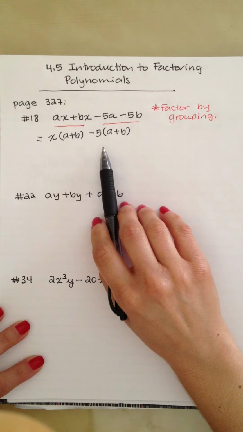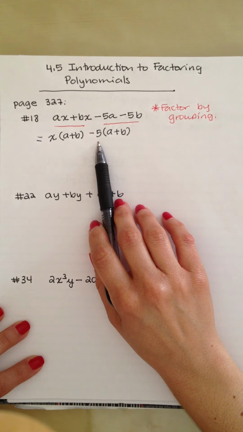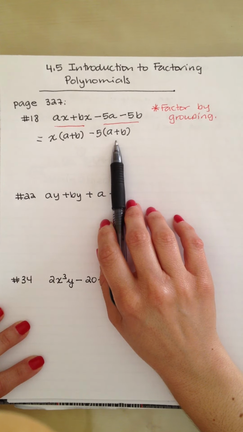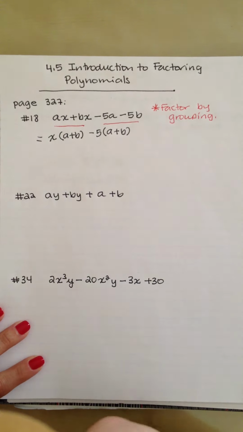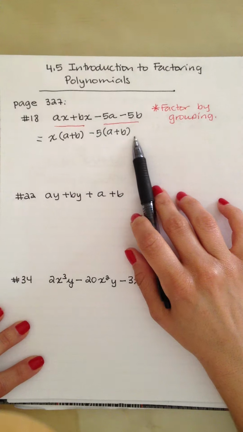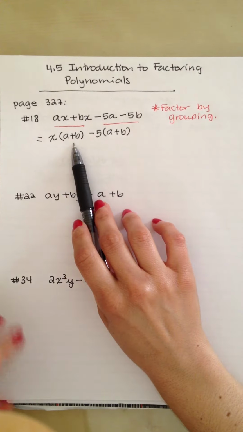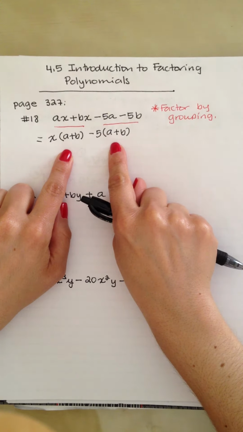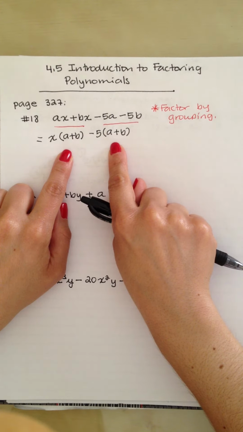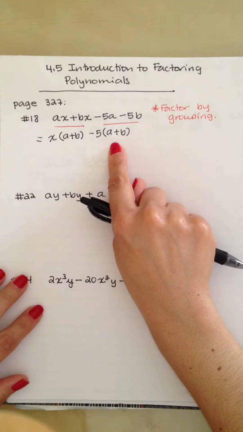And you can always check your work. If you were to distribute -5 back into the parentheses, you have to get back to the original -5a minus 5b, which we do. So you can always check your work. So this is our first step. When you're factoring by grouping, you have to make sure that the binomial in the parentheses, in both cases, are exactly the same. If they are exactly the same, then you have done your first step correctly, and you go on to your second step.